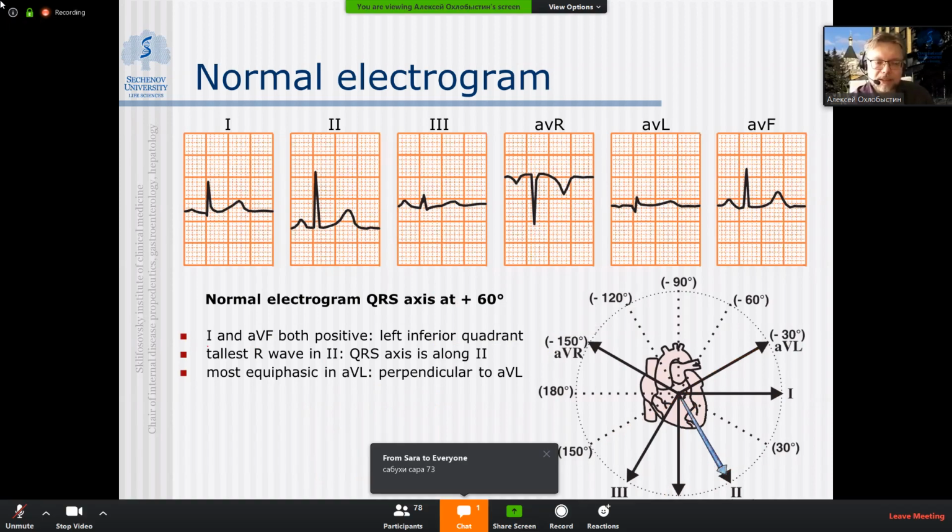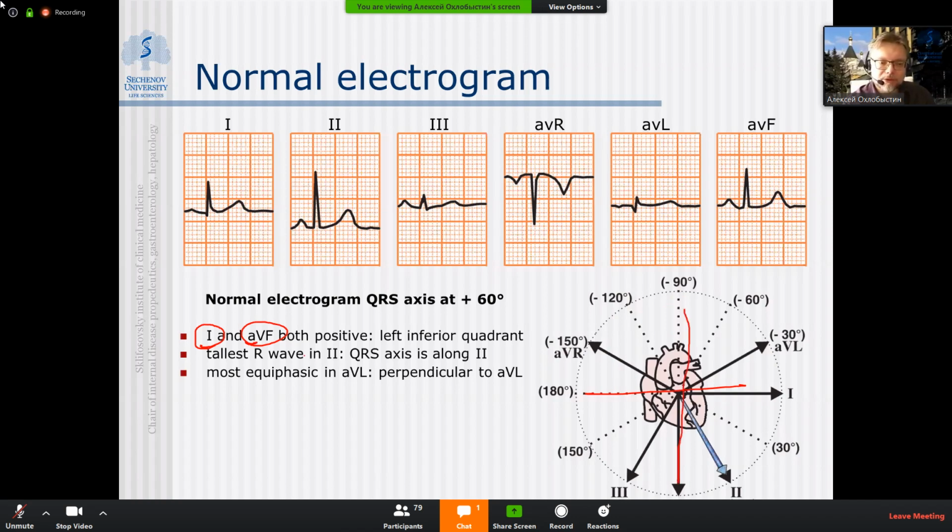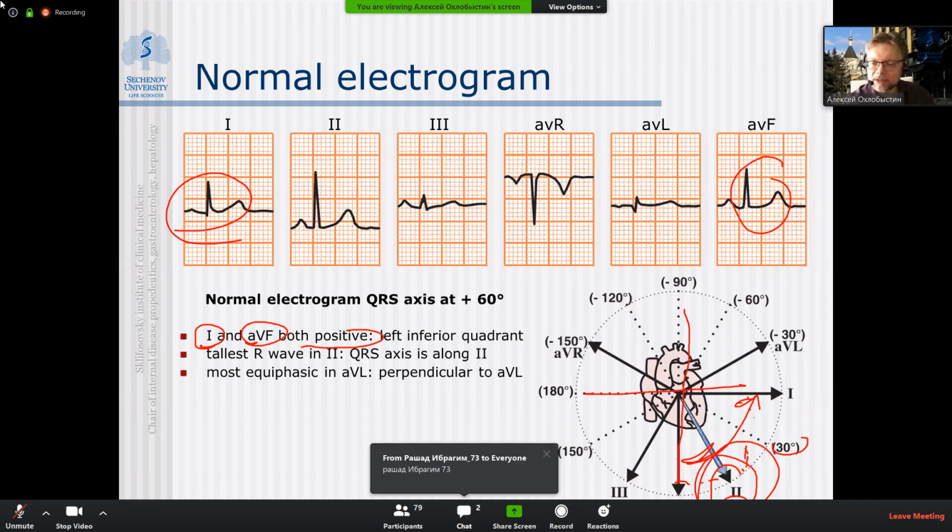Again, let's make it simple. We need to start with the first and AVF. First is horizontal, AVF is vertical. We have positive projections in AVF and in first. So it means that our vector is here. Our projections are positive to first and to AVF. Therefore, the vector should be located somewhere in between. It may be plus 30, maybe plus 60, maybe 90, maybe 0, but it's somewhere in between.